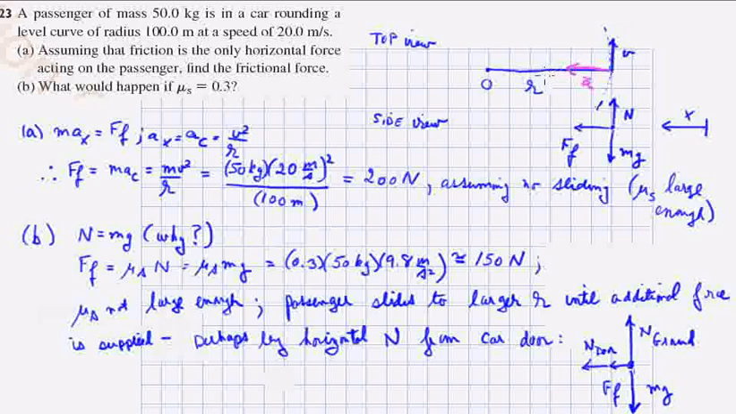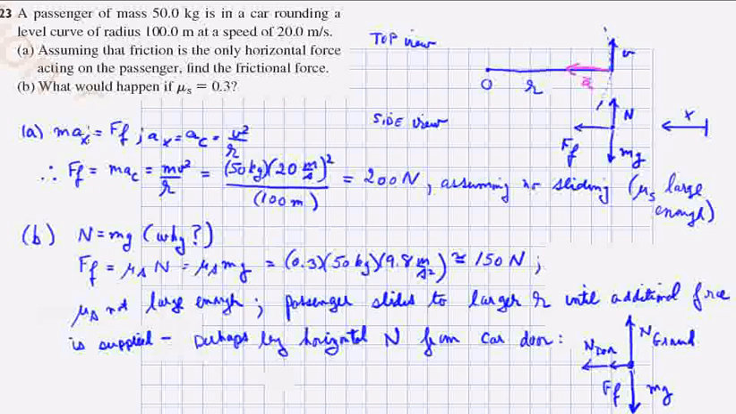Rounding a curve of radius 100 meters at a speed of 20 meters per second. Assuming that friction is the only horizontal force acting on the passenger, find the frictional force. Okay, so here's a side view with an FBD. There's a normal force from the ground, N, and a downward weight force, and then a frictional force acting to supply the centripetal acceleration required. And I'm going to take my x-axis in that direction, same direction as the S of F.